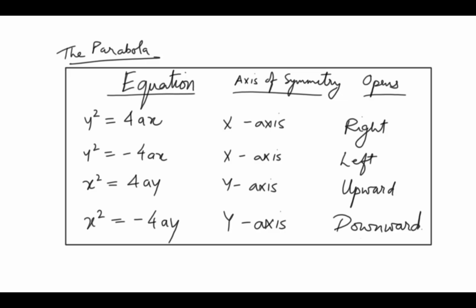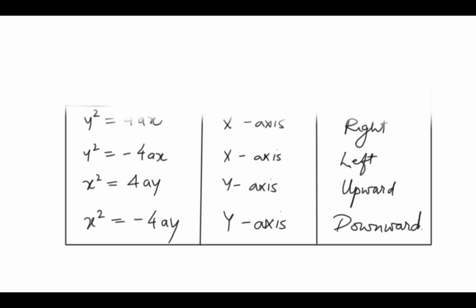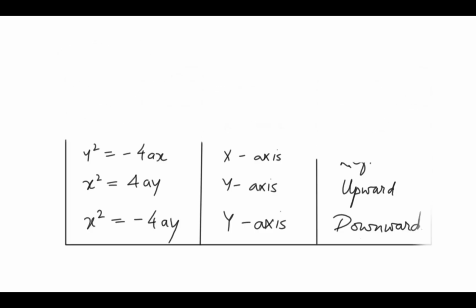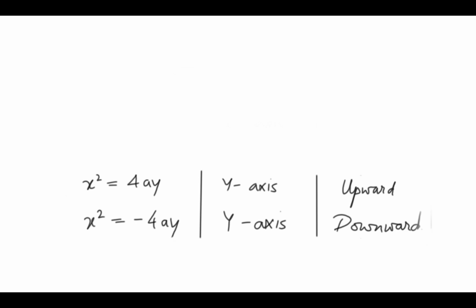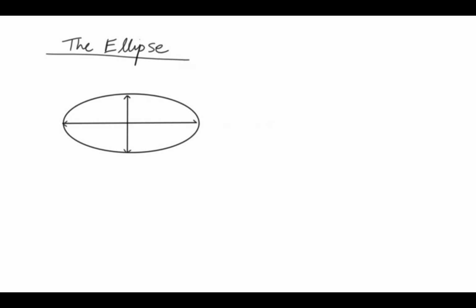A negative coefficient opens left. If the equation has an x square term, the axis of symmetry shifts to the y-axis. Positive opens up, negative opens down. No matter which direction it faces, the latus rectum, which is the chord passing through the focus perpendicular to the axis, always has an absolute length of exactly 4a.